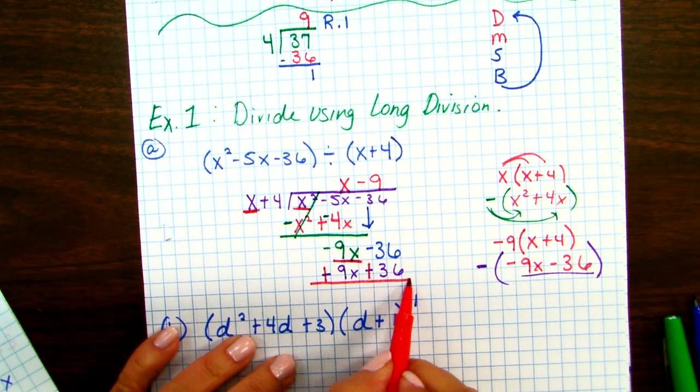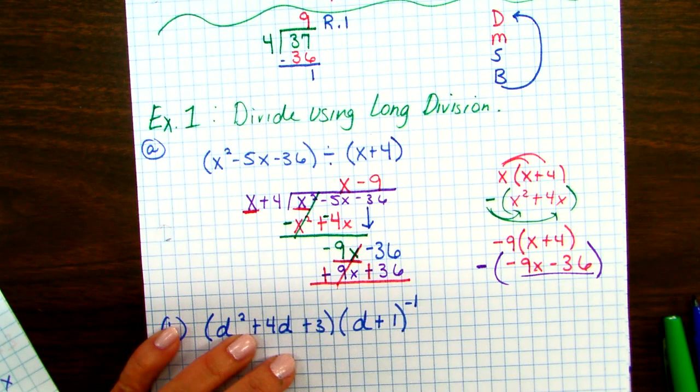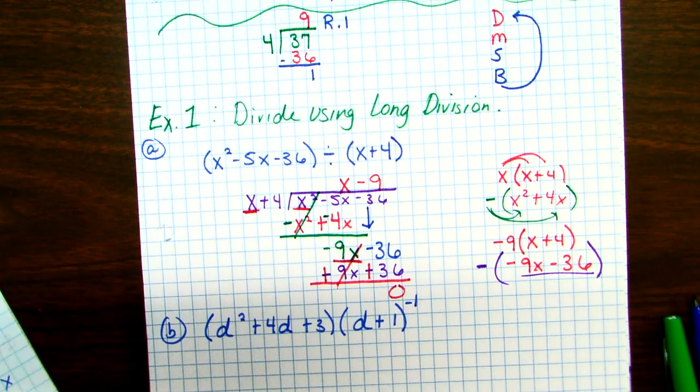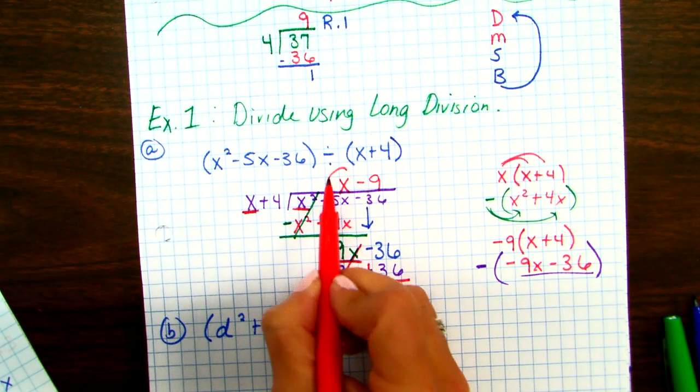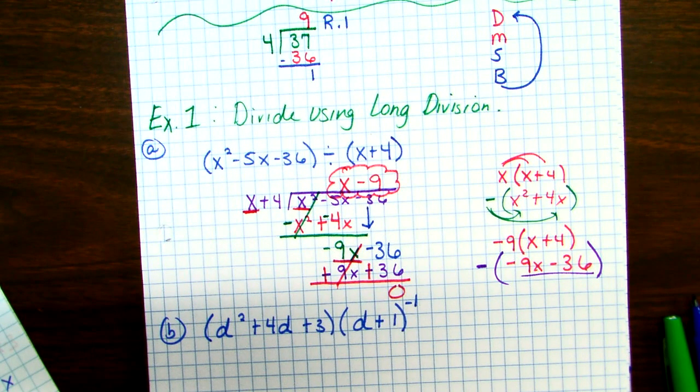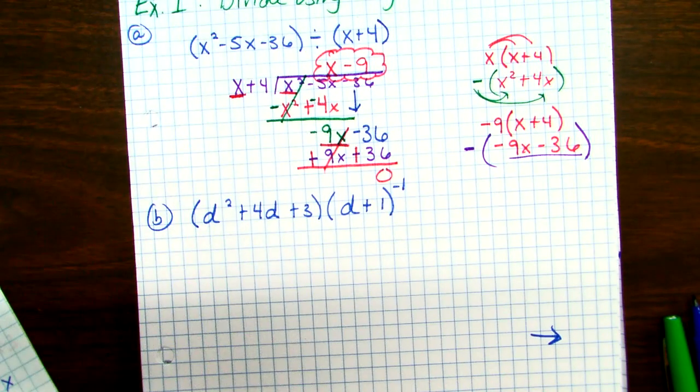If we did it right, and we did, these two should always cancel. And negative 36 plus 36 is 0, so we have a remainder of 0. Our quotient, or our answer, is x minus 9. Okay? Lots of places we could mess up there and make mistakes. Neatness matters. Doing the same steps over and over, you have to practice it.